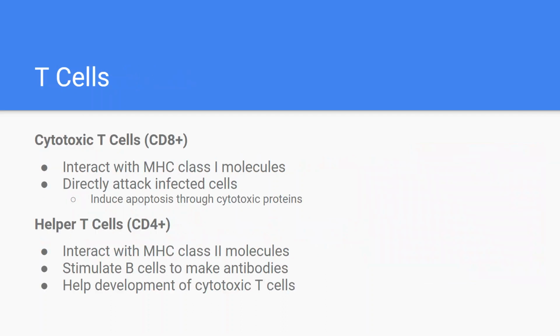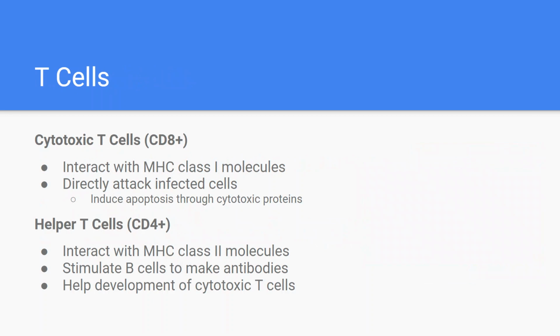Moving on, T cells, again, are a part of your adaptive immune response and can be split up into two different classes. There are cytotoxic T cells, also known as killer T cells, and these interact with MHC class 1 molecules. Now, killer T cells will directly attack infected cells, and they kill them through the induction of apoptosis. And they do this with the release of cytotoxic proteins to these infected cells.